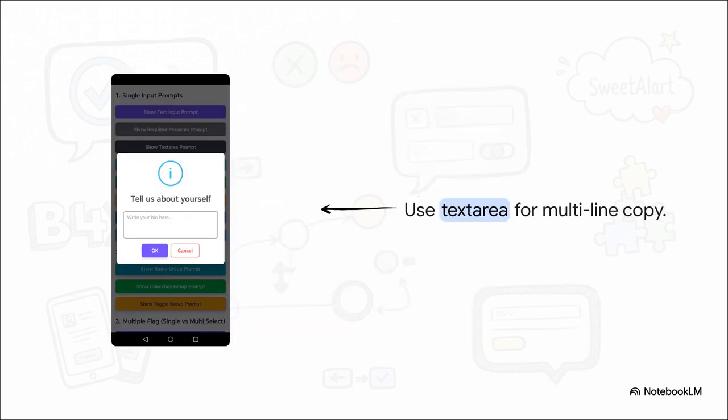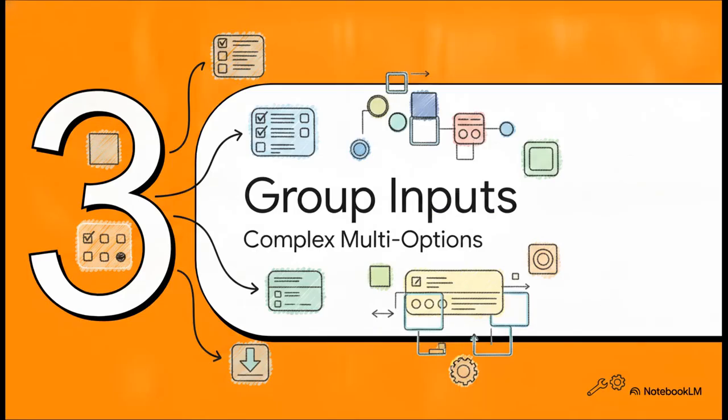And hey, sometimes a single line just isn't going to cut it, right? When you need explanatory copy, or you want the user to type out a much longer response, like a bio or some feedback, the text area input type gives you the multi-line real estate you actually need. It seamlessly expands the dialog box to fit the larger control. All right, let's step it up in Section 3, Group Inputs.